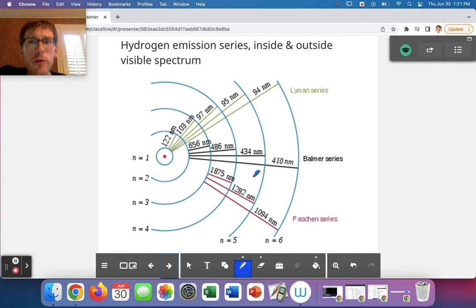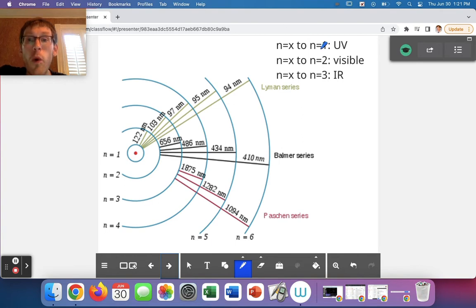If we look here, we'll see that anything ending in the n equals one state is a case where it's ultraviolet emission. So, for example, even from the second down to the first shell is in the ultraviolet range, with 122 nanometers as the wavelength. From the third down to the first is a bigger energy gap, and so there's going to be a shorter wavelength.